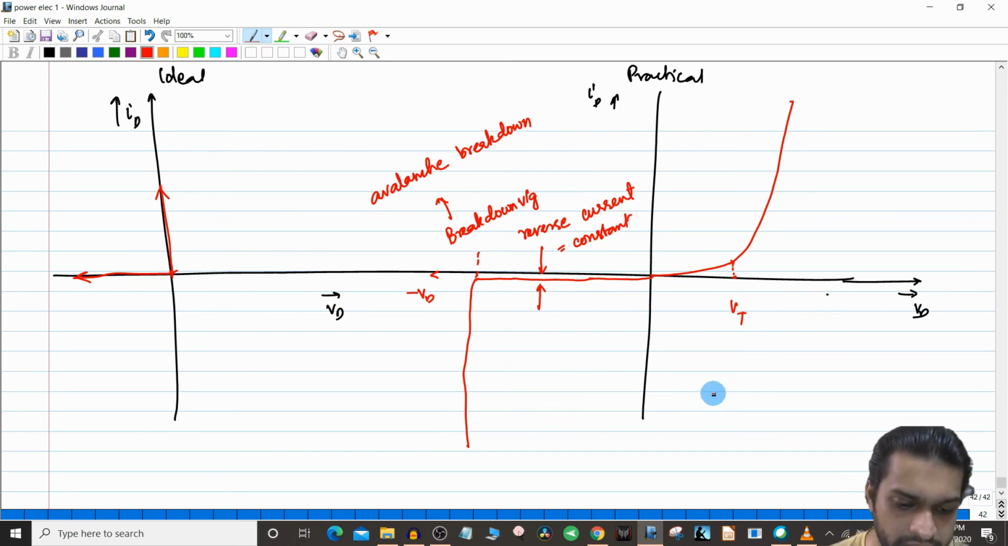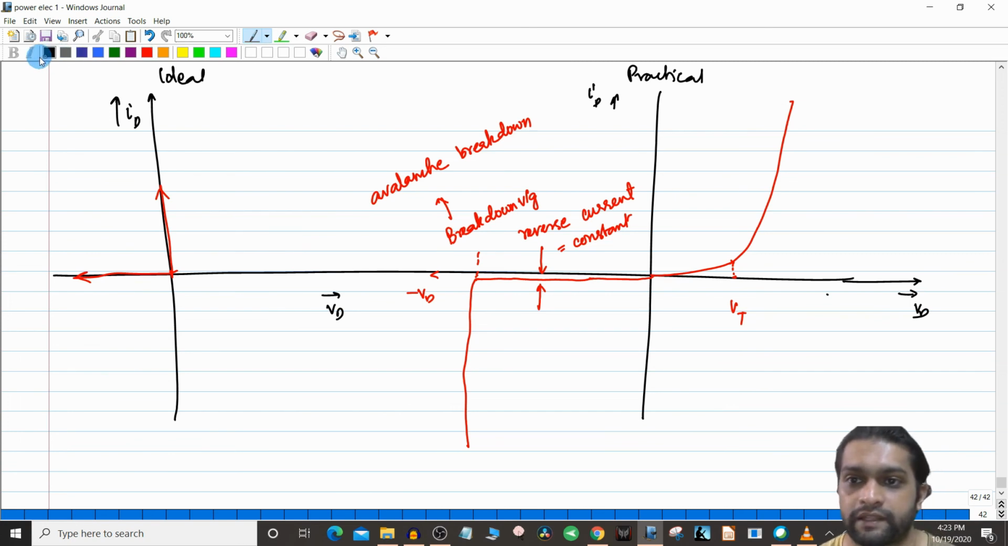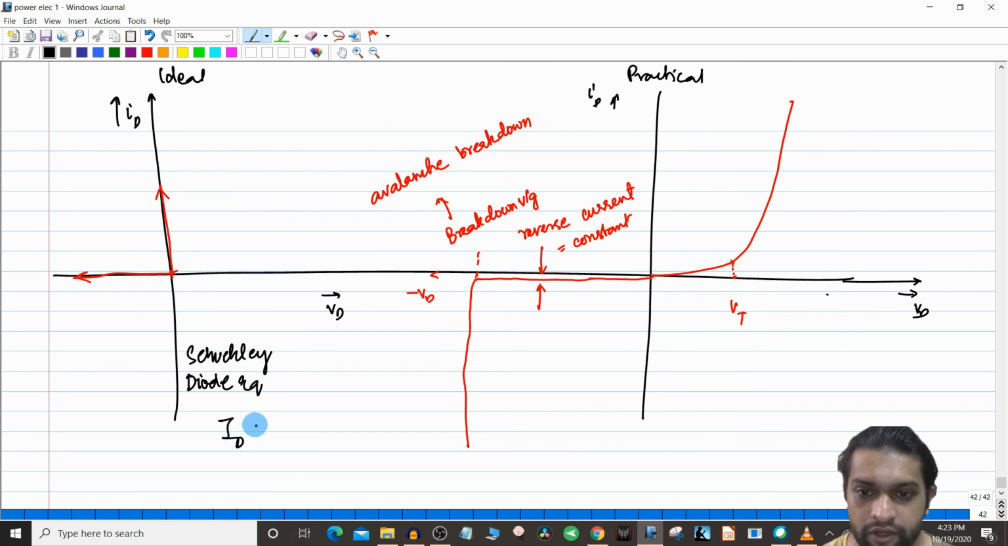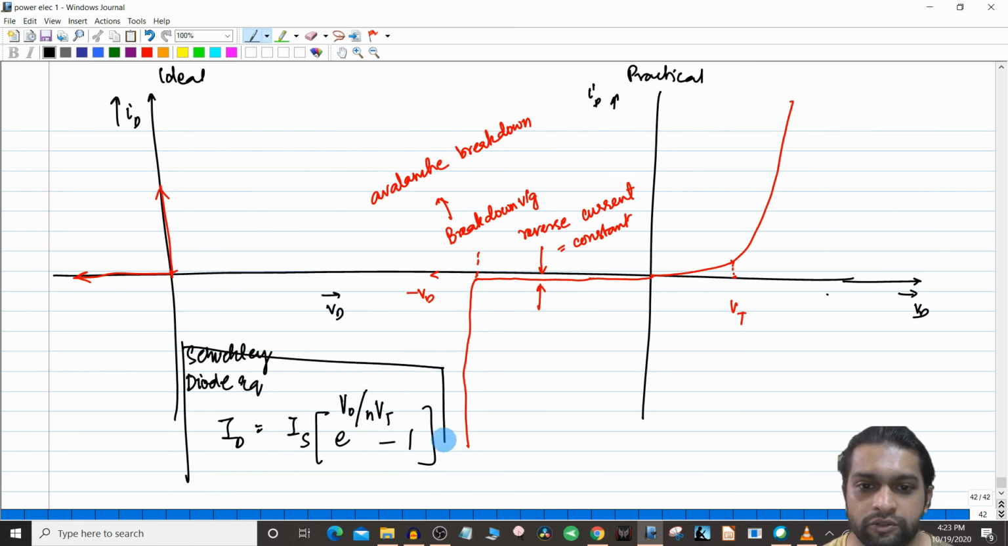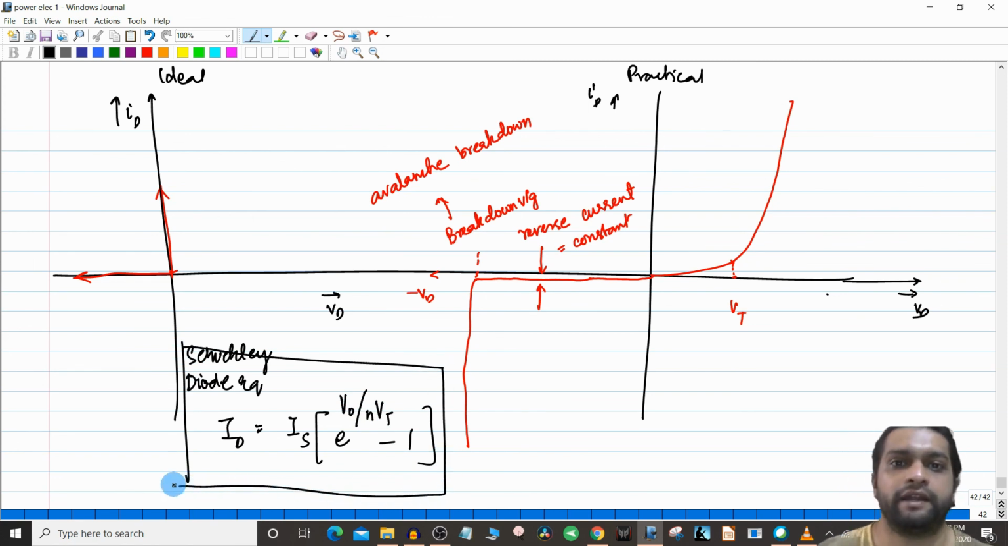That is because of the diode equation, which is popularly called the Shockley diode equation. ID, that is the diode current, is equal to Is into e power Vd divided by n into Vt, minus 1. In the next video, we will go through this equation in much more depth and we will see why this reverse current is constant.